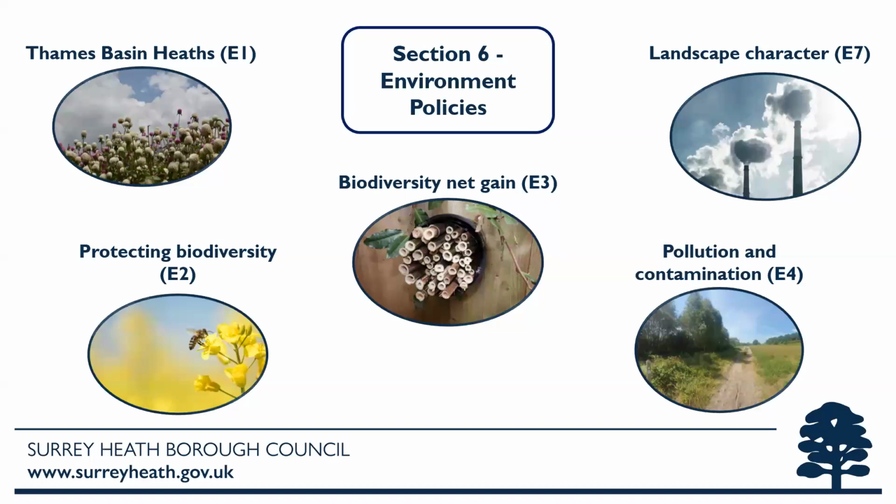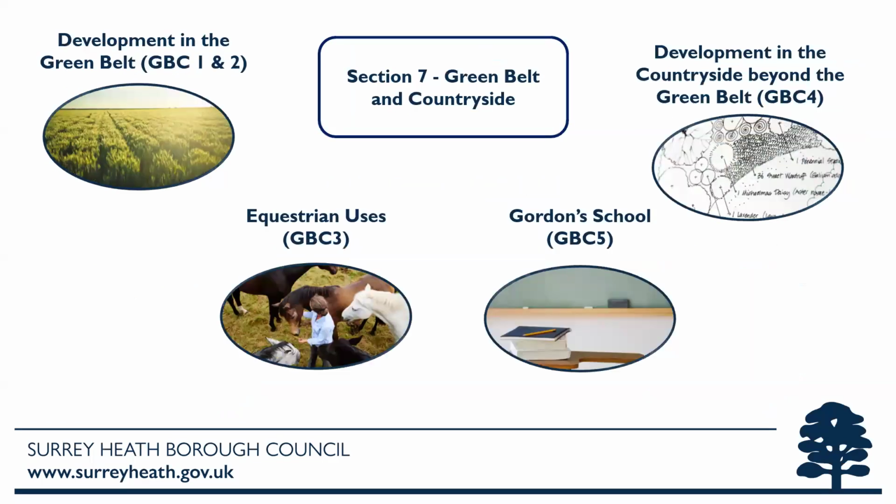A detailed biodiversity net gain policy, which sets a 20% requirement in excess of the national 10% requirement. A policy including detailed requirements for pollution and contamination, setting out how development proposals should seek to protect and, where possible, improve upon the amenity of existing and future building occupants and the environment. A landscape character policy informed by the Surrey Heath Landscape Character Assessment 2015. And I'll now pass over to Kate, who's going to go through the remaining policy areas.